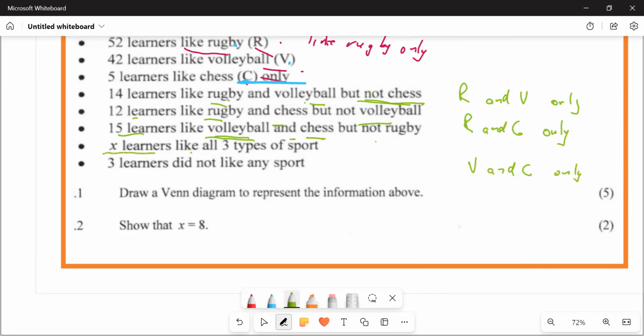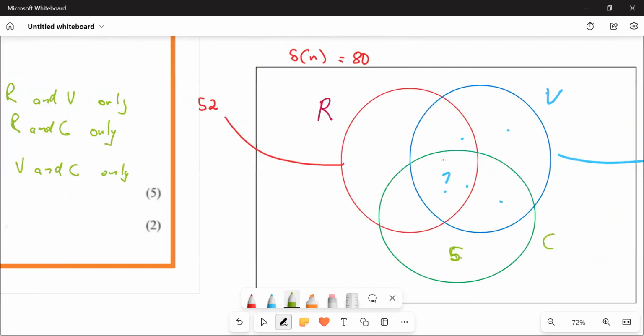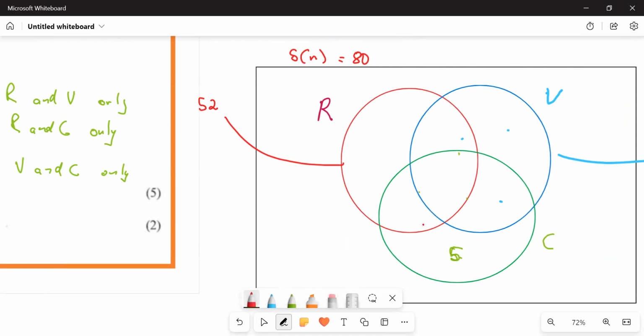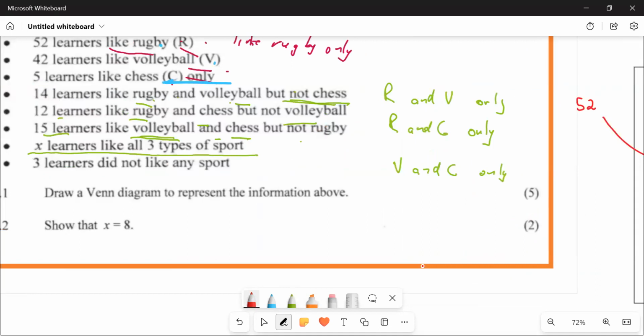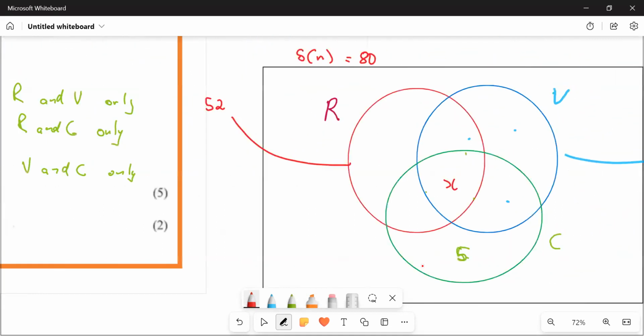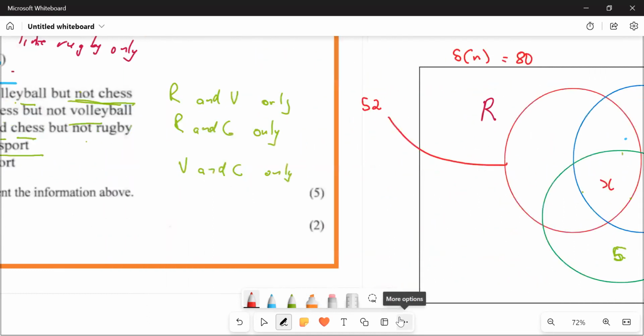And then they say we have X learners who like all three types of sports. Okay? So where do we write X? We see where they intersect with each other. So we have the blue, we have the red, and then we also have the green. Okay? So what are we going to put here? Here we're going to put X. We still fine? Okay. They say 3 learners didn't like any of the sports. So where do we put the learners who don't like any of the sports? We're going to have 3 learners who don't like any of the sports. Now we can go on and put in the rest.